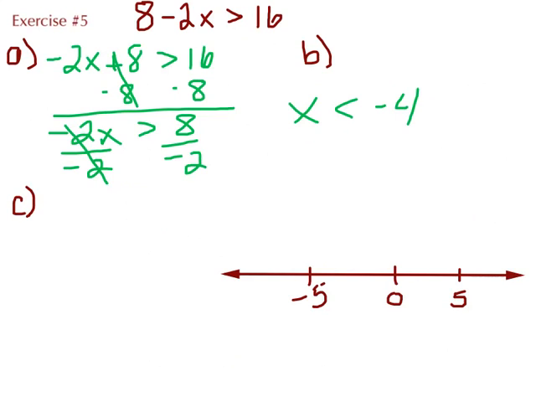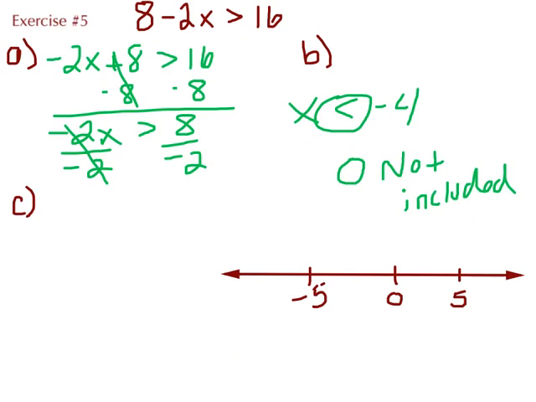The other thing I want to talk to you about is that you notice that this is just a plain old inequality, less than symbol, no equal to. So when we talk about that, that means not included. And we're going to have an open dot. So it means not included. So when it says C, pick a number that is true based on your solution to B and show that it makes the original inequality true, we have to pick a number that is less than negative 4. So let's go ahead and pick a number that is less than negative 4. I'm going to pick x equals negative 6.